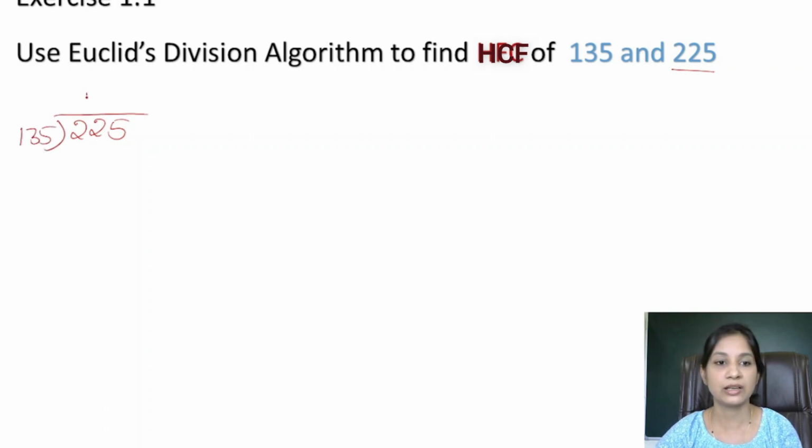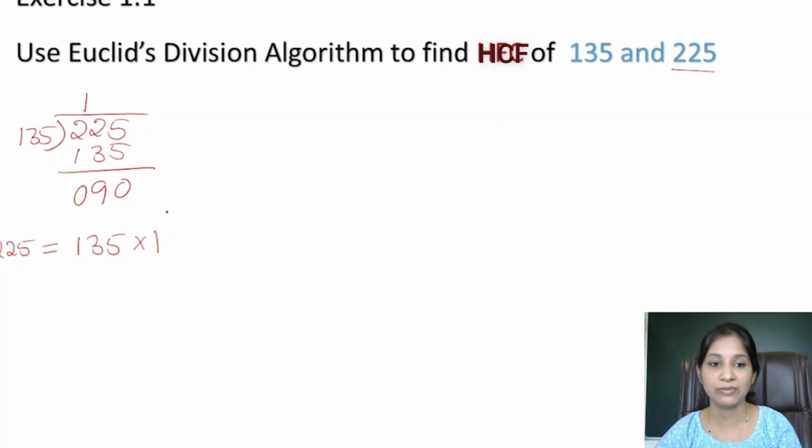135 ones are 135, 5 minus 5 is 0, 12 minus 3 is 9, 1 minus 1 is 0. So how can I write this? 225 equals 135 multiplied by 1, divisor and quotient multiplied, plus what is the remainder here? Plus 90. So this is the first step: 225 equals 135 multiplied by 1 plus 90.